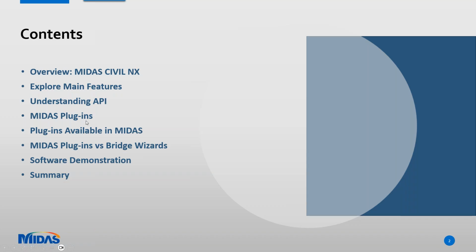What are the different plugins available? A plugin is one part of the API. There are multiple API functionalities we have added in the software. In today's session, we'll discuss the plugins, what plugins we have added, and how we can build them into the software as well.